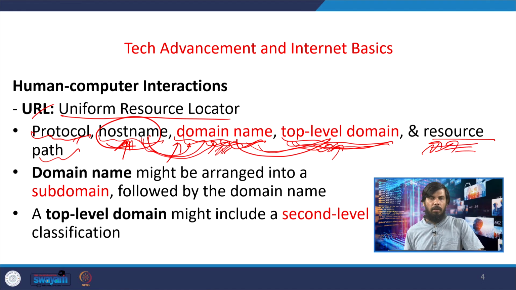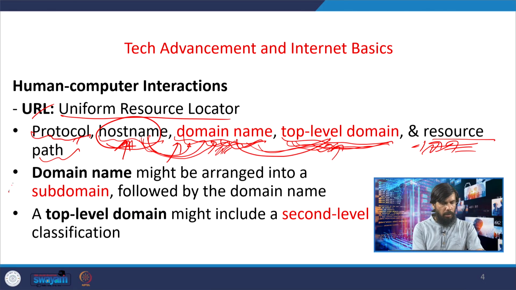To be able to locate that resource, we need this resource path, so that the server machine is able to send that file back to the client machine, right. And so for that, identification of this resource is important.